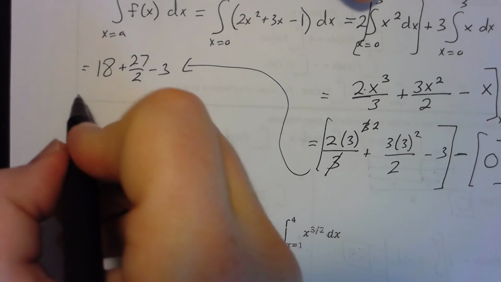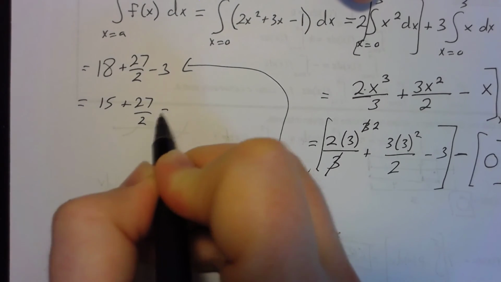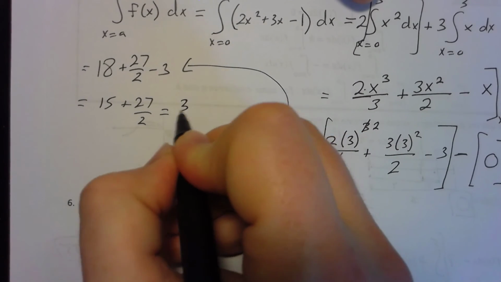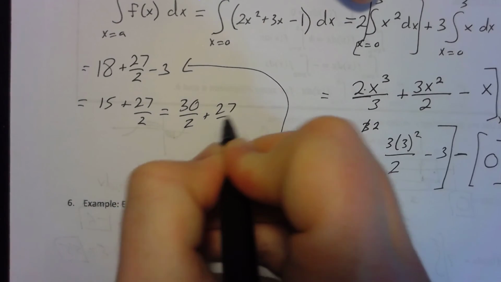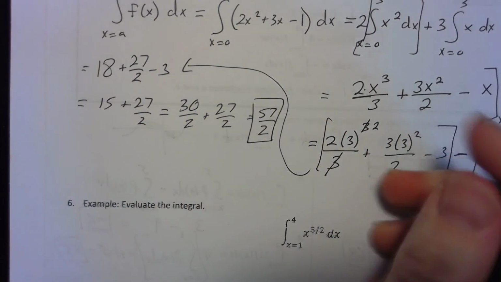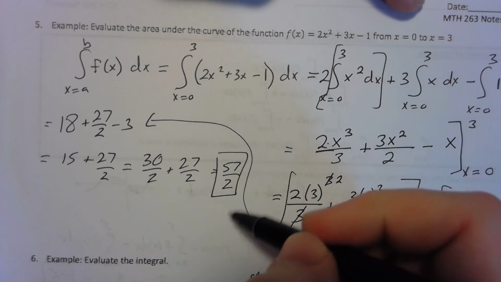Combining as many like terms as possible, this is going to be 15 plus 27 over 2. And just to make sure that this is a nice, clean, simple, straightforward fraction, this is the same thing as 30 over 2 plus 27 over 2, and therefore 57 over 2. So the exact area under the curve of this quadratic from 0 to 3 is 57 over 2.